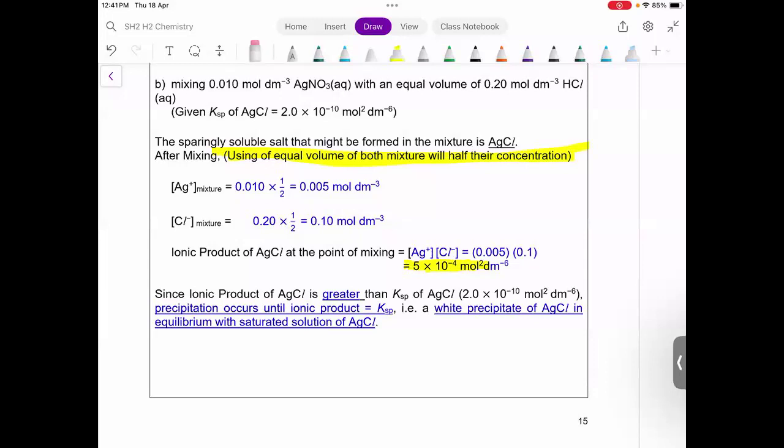Why need to copy? You know already, right? Oh, sorry. Do you understand this part?